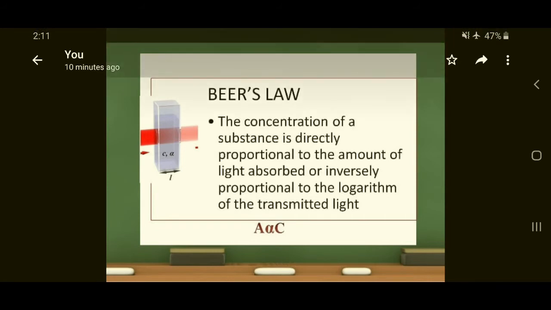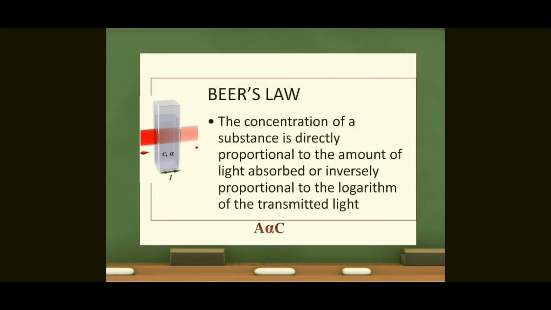Beer's law states that the concentration of a substance is directly proportional to the amount of light absorbed, or inversely proportional to the logarithm of transmitted light. A is directly proportional to C.